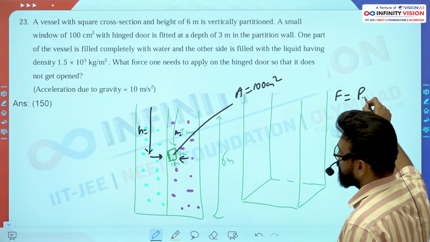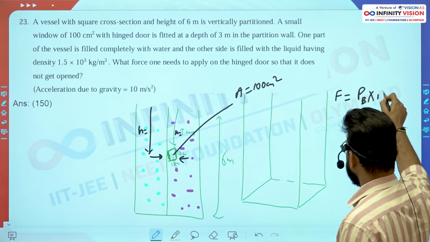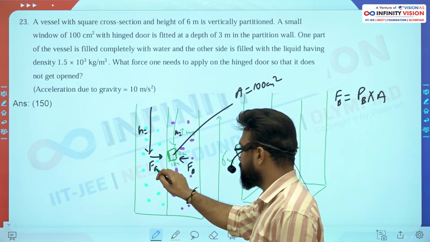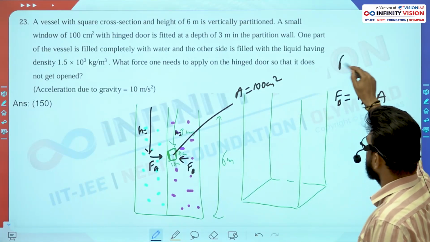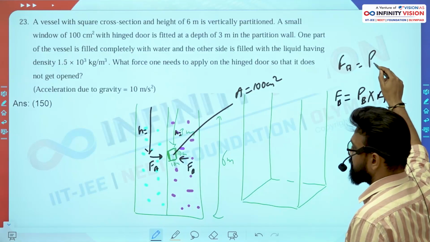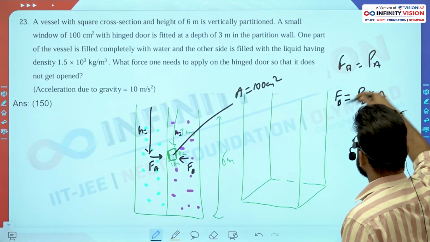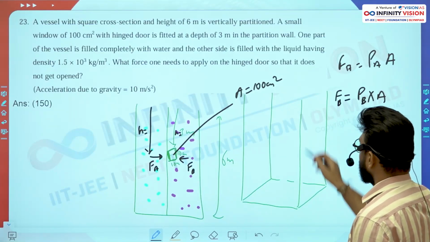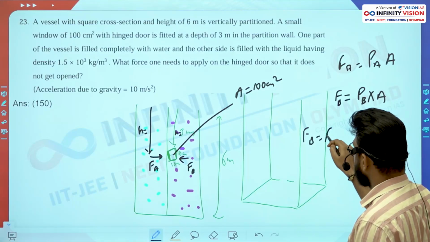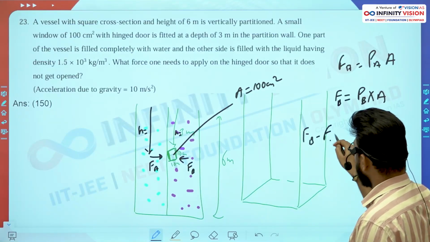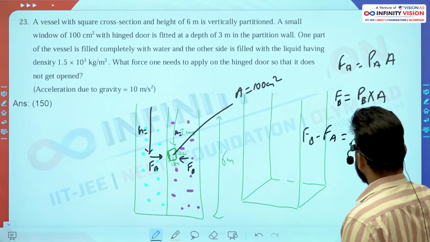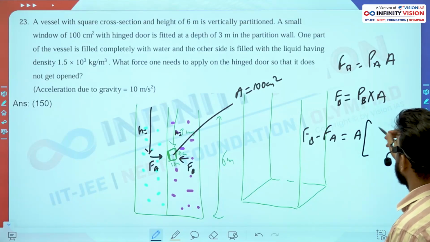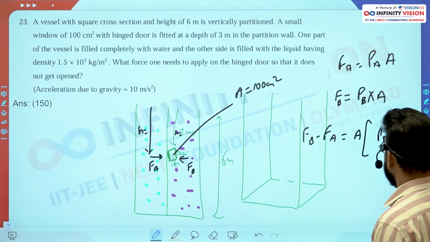The force applied is the pressure of the second liquid, let it be B, into area. So this is FB and let this be FA. FA comes out to be pressure at the depth multiplied by area. So we need to calculate FB minus FA, and A we'll take as common. FB is PB minus PA.